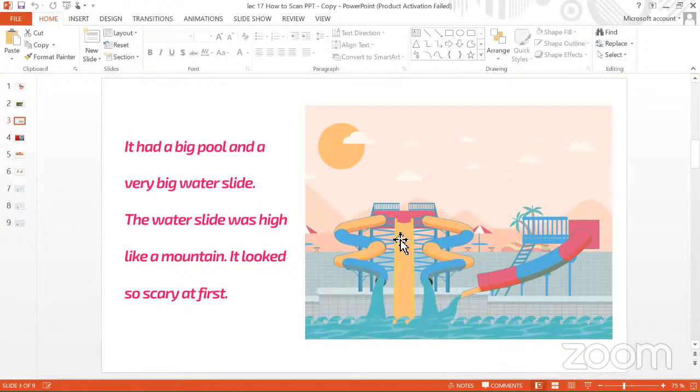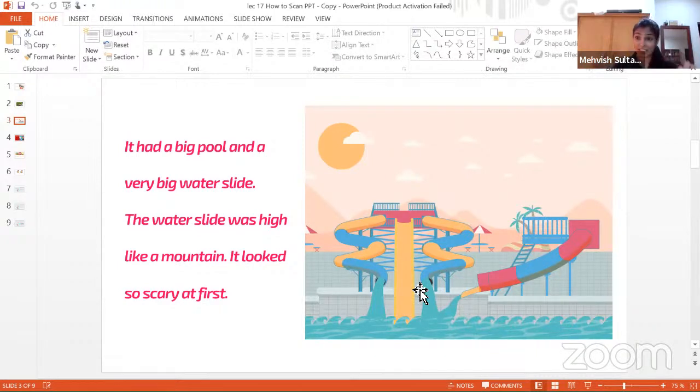It had a big pool and a very big water slide. The water slide was high like a mountain. It looked so scary at first. Thank you, Amna. But just stay there.